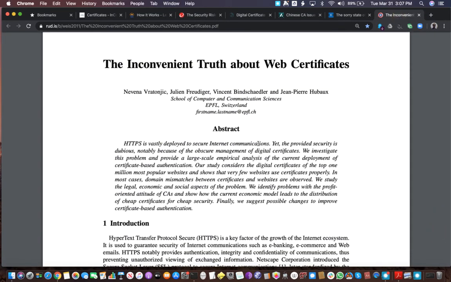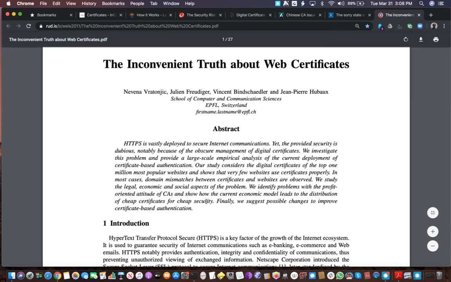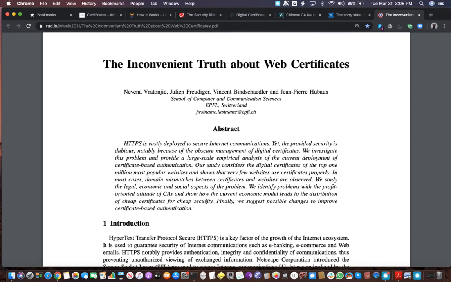Here's another warning. This is an academic study. It says, look at HTTPS, meaning TLS, and it says the provided security is dubious because of the obscure management of digital certs. Our study considers the digital certs of the top 1 million most popular websites and shows that very few websites use certificates properly. In most cases, domain mismatches between certificates and websites are observed, and we study the legal, economic and social aspects. We identify problems with the profit-oriented attitude of CAs, right? So CAs are a business. They sell you certs, except now you have Let's Encrypt. And so, lots of warnings about this area.